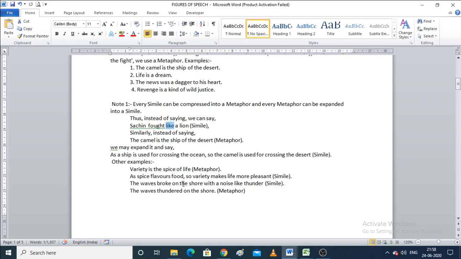Now a few more examples. Variety is the spice of life. It is declaring that variety is the spice of life. But in simile, as spice flavors food, so variety makes life more pleasant. So we have used the word so. So this is a simile.